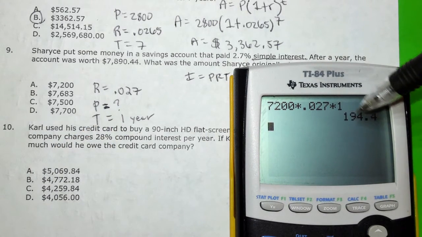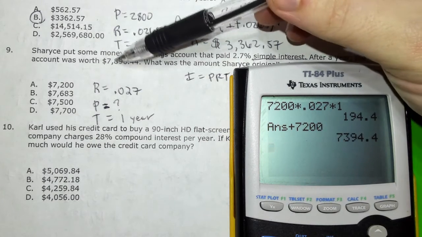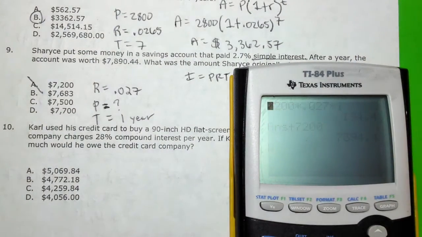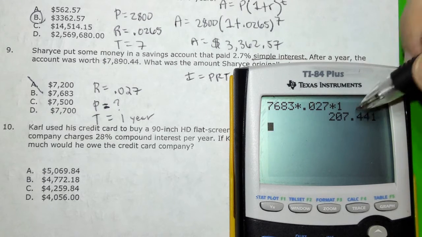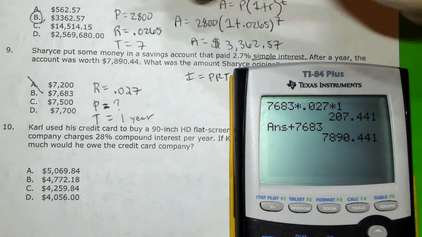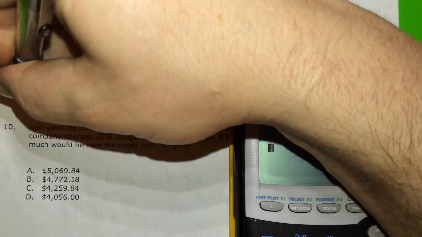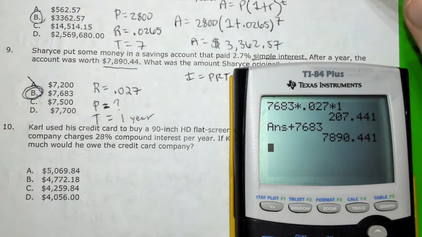Now that's the interest, so I need to add that back to the principal. Well, 7,394.40 does not equal 7,890.44. So I know A is not my answer choice. Now I'm going to try letter B. So 7,683 times my interest rate, 0.027 times 1 year, gives me 207.44. I'm going to add back that 7,683. And so that gives me 7,890.44, which is indeed the balance of the account. So that is my answer.